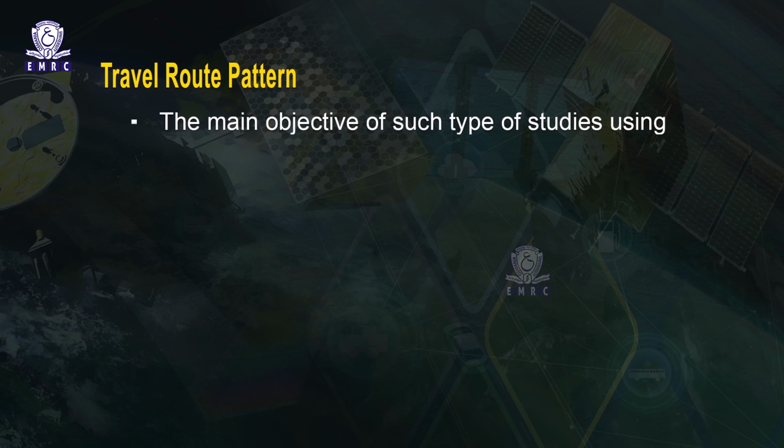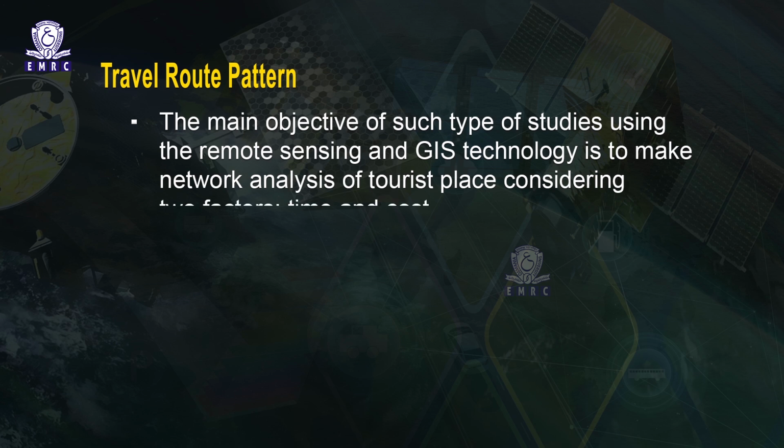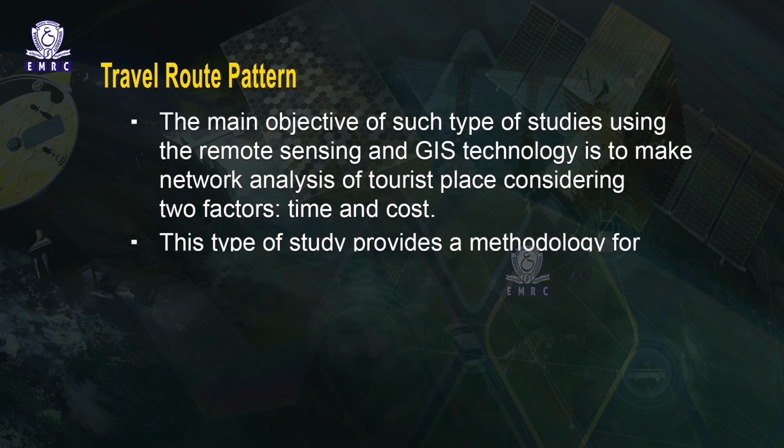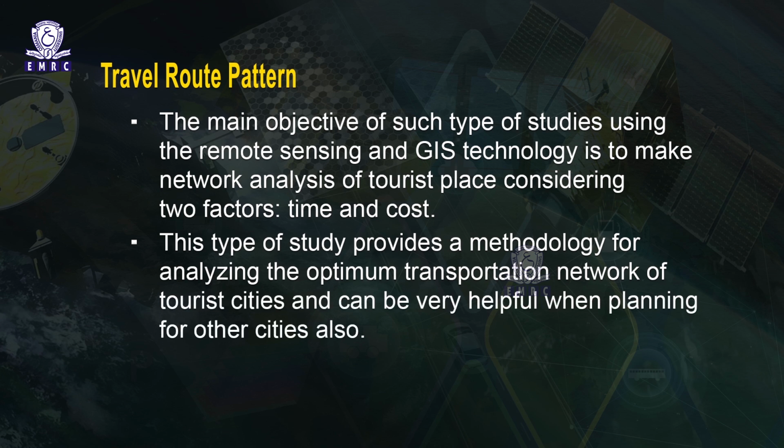The main objective of such types of studies using remote sensing and GIS technology is to make network analysis of a tourist place considering two factors. One is time and the other one is cost. This type of study provides a methodology for analyzing the optimum transportation network of tourist cities and can be very helpful when planning for other cities also.